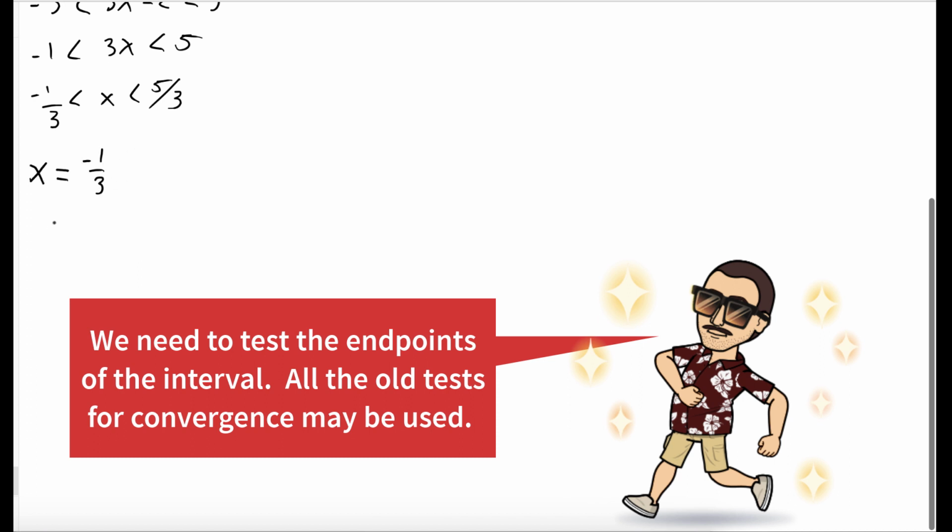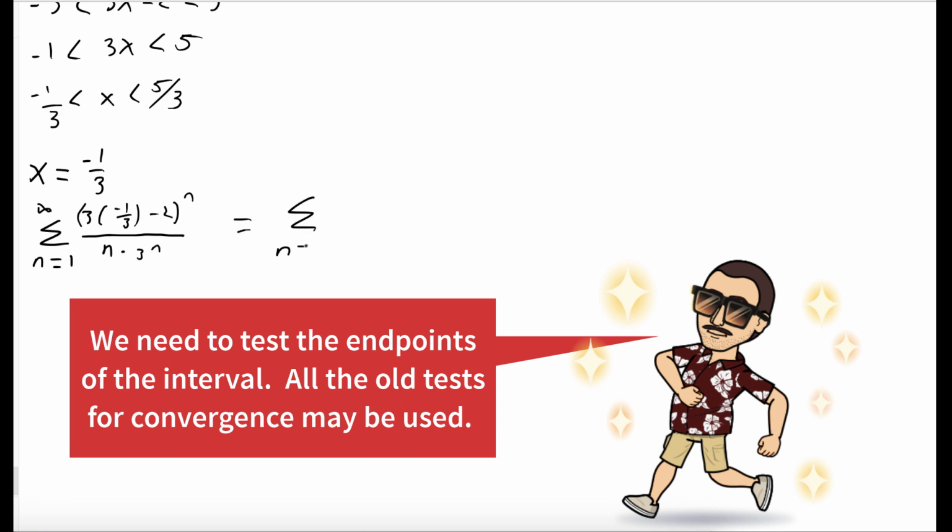When x equals negative 1/3, our series is the sum from n equals 1 to infinity. Let's replace every x with negative 1/3 and simplify it. Now we have a question that we may have done last week or so. We'll have to use certain tests to figure out if this converges or diverges. This simplifies to the sum from n equals 1 to infinity of (negative 3) to the n over n times 3 to the n.